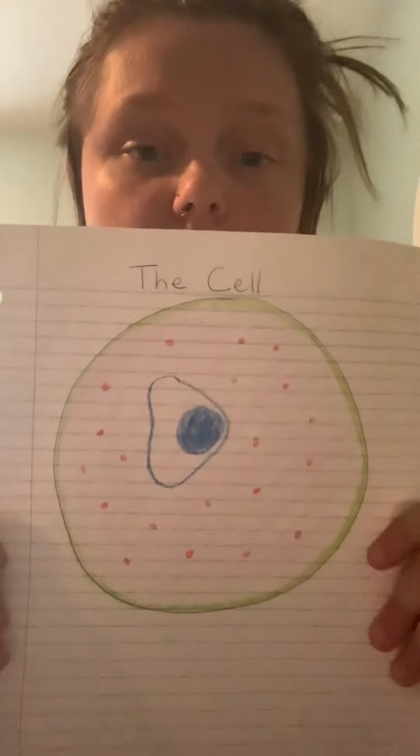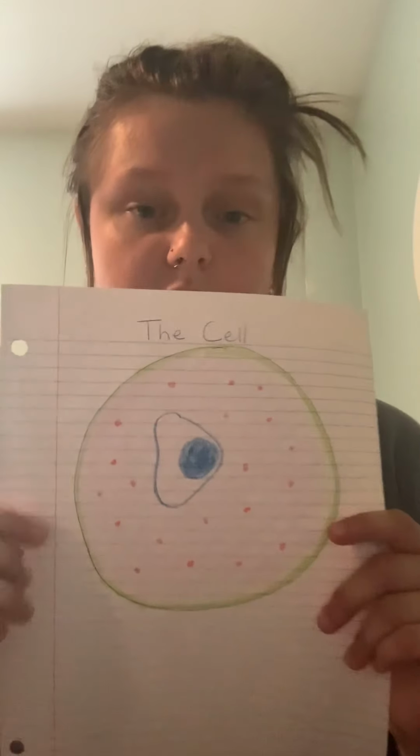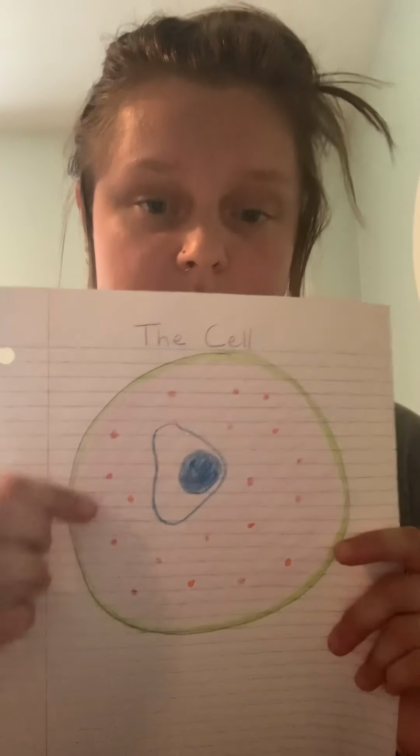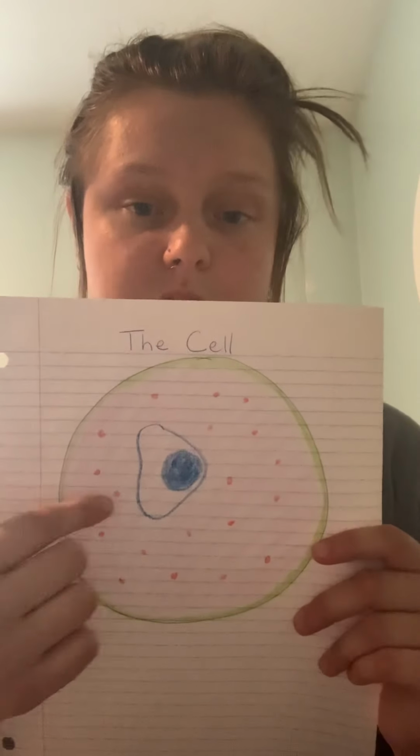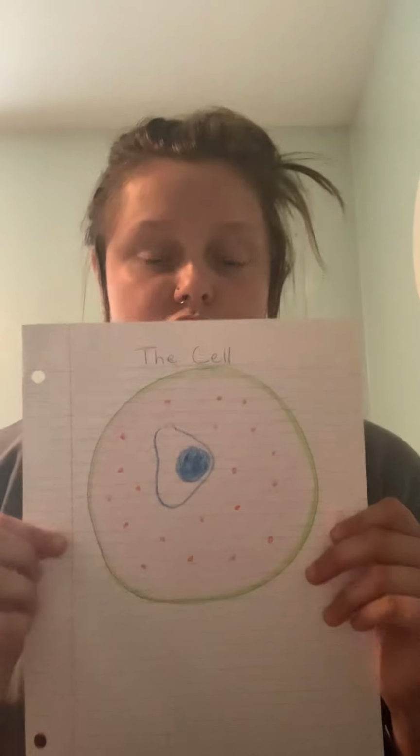These are the four functions that are most important in the cell: the plasma membrane in green, the cytoplasm in pink, the nucleus in blue, and the ribosomes in the orange-reddish color.